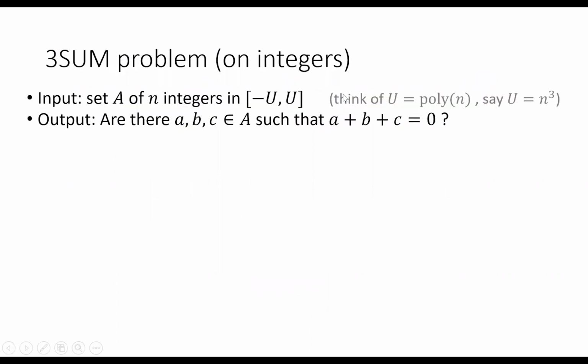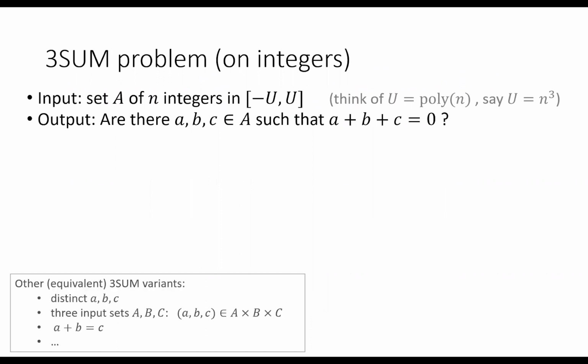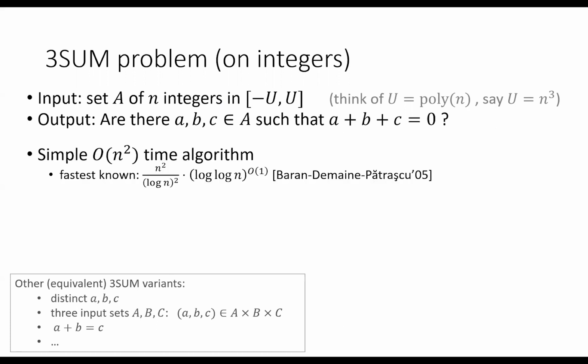In the threesome problem, we are given a set A of n integers, and let's suppose they come from a polynomially large universe. And the goal is to decide if these integers contain three of them that sum to 0. In the literature, you might have seen several other definitions of threesome, but you can show that they are all equivalent under fine-grained reductions.